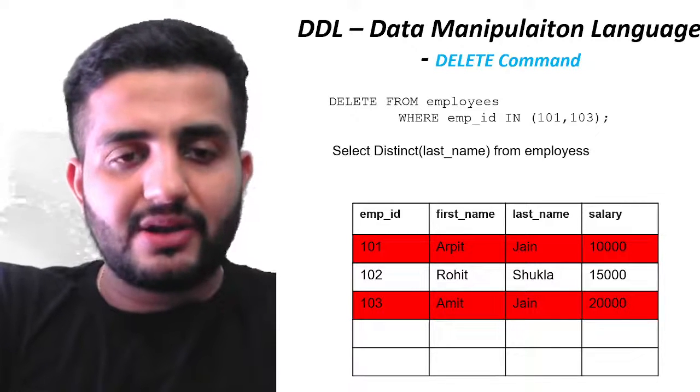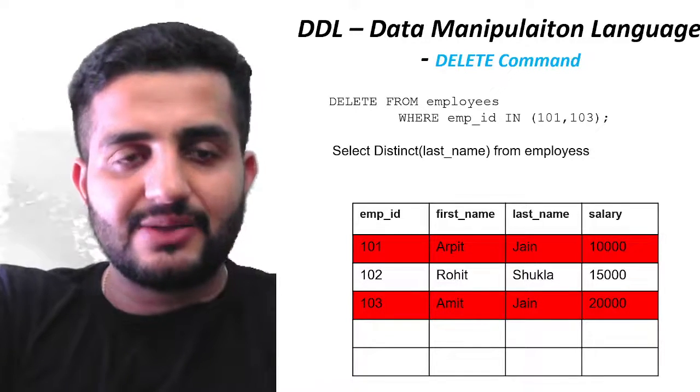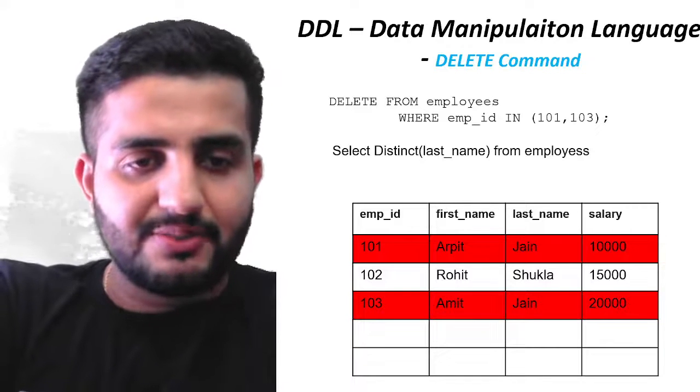What is the output here? How many rows, how many columns? Select distinct last name from employees. Parak, you can skip this. I'll explain to you.